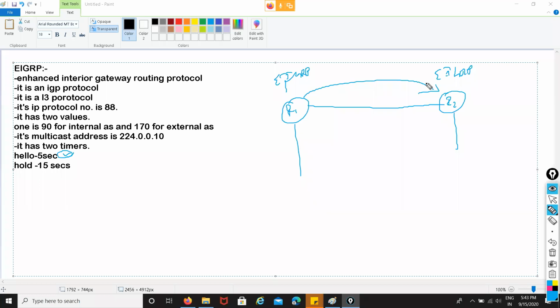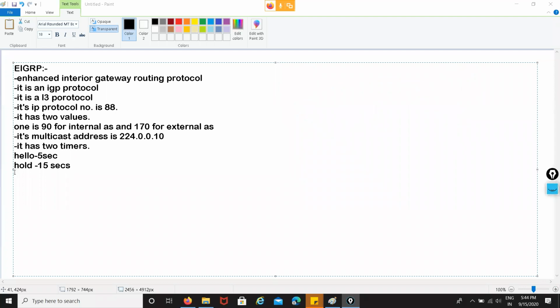So what about the hold time? Hold time means that if, due to some issue, R2 is unable to send hello packets to R1, then after three missed hello packets R1 breaks the neighborship with R2. It understands that the EIGRP protocol is not activated on R2. That's why it breaks the connection and removes all the information it carried through the EIGRP packets sent by R2. This is known as the hold time timer, and this is its specific purpose. Okay, what about its metric value?